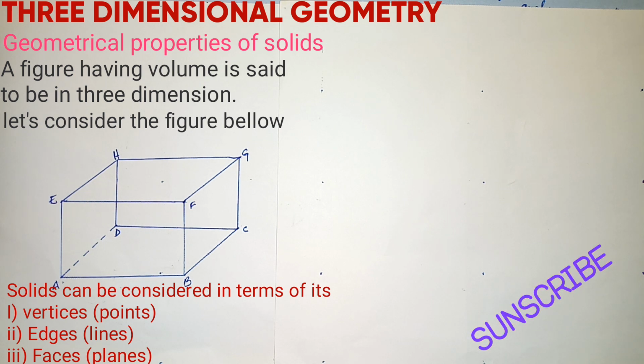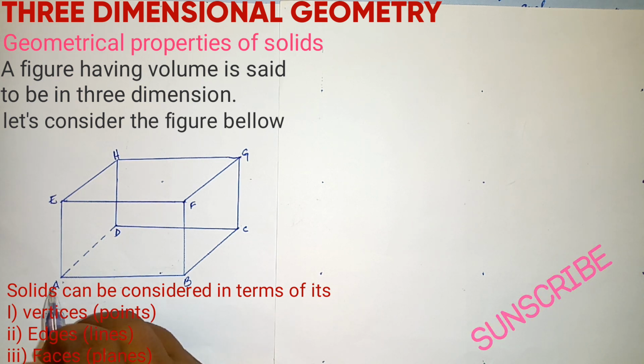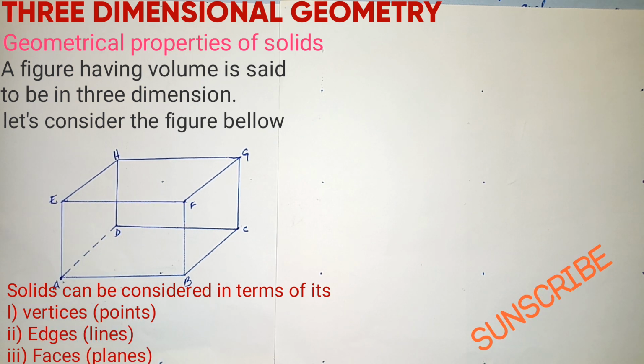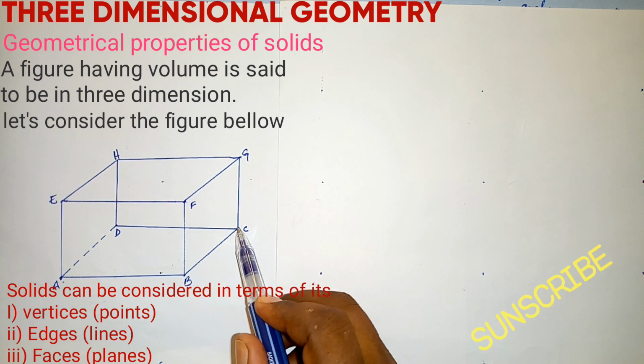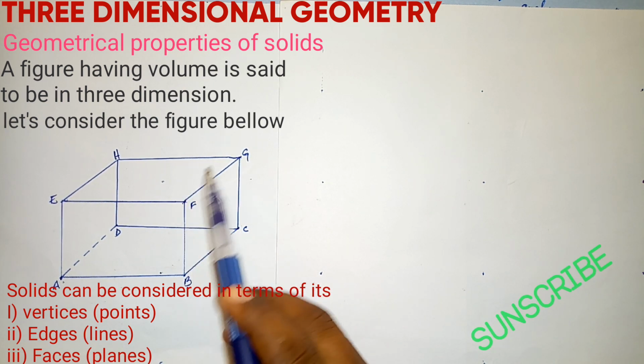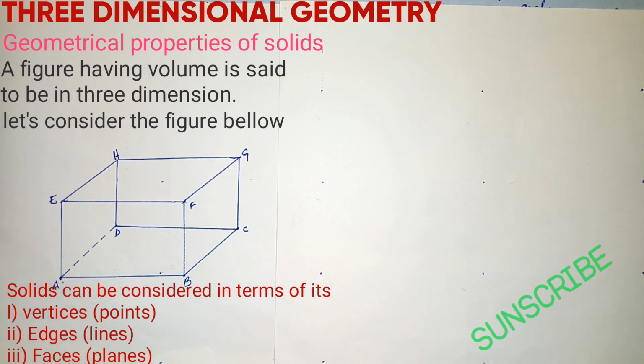Now solids can be considered in terms of its vertices. By vertices we mean the points. For example, point A is called a vertex, point B is called a vertex, C is called a vertex, F, G, H. So this point is what you call a vertex.